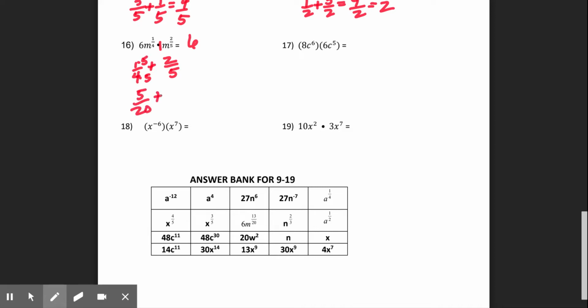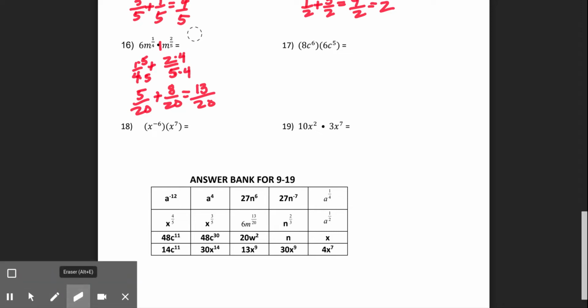Plus, to get a 20 from 5 here, you're going to multiply this by 4. Whatever you do to the denominator, also do to the numerator. So that would give you 8 over 20. Now you can add your numerators. So 5 plus 8 gives you 13 over 20. So the final answer would be 6m. That looks bad. Let's try this again. All right, this would be 6m raised to the 13 over 20th power.